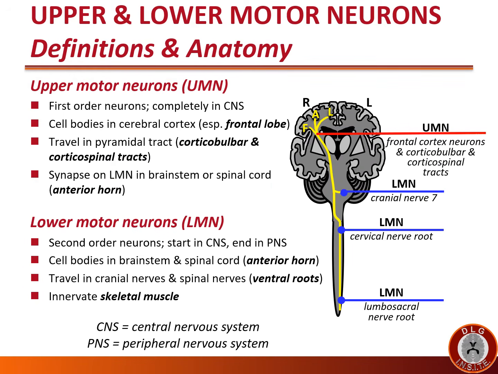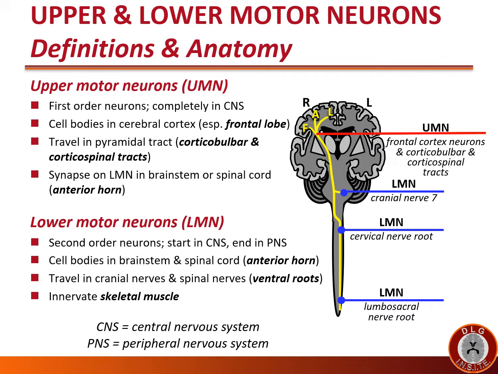Upper motor neurons are first-order neurons completely in the CNS. The cell bodies are in the cerebral cortex in the frontal lobe, and they travel in the pyramidal tract, which includes both the corticobulbar and corticospinal tracts. They then synapse on the lower motor neuron in the brainstem for the corticobulbar tract, or the spinal cord anterior horn specifically, for the corticospinal tracts.